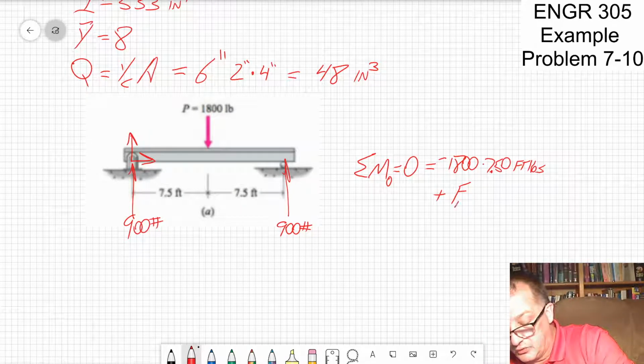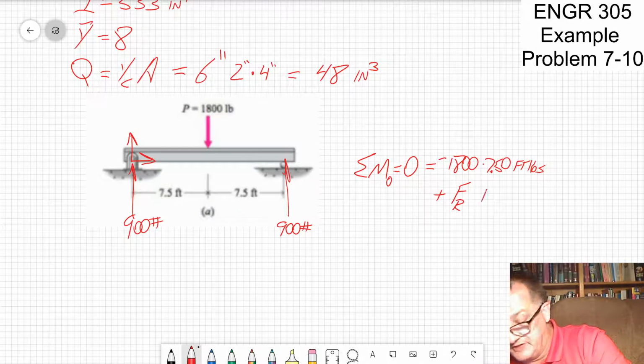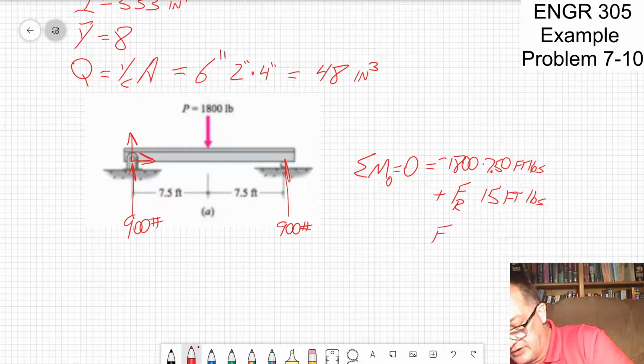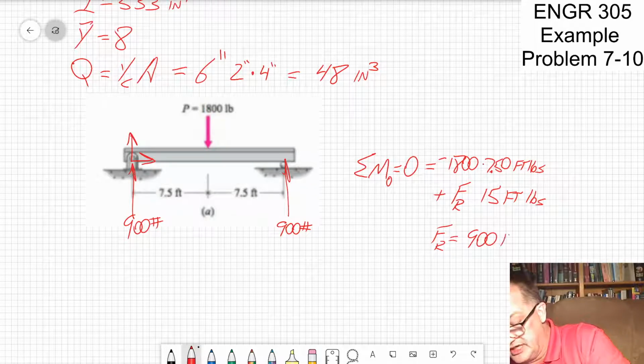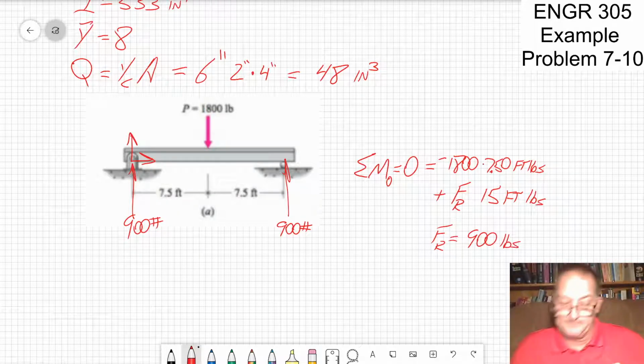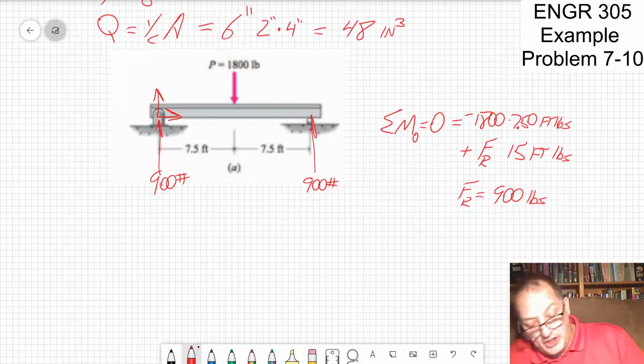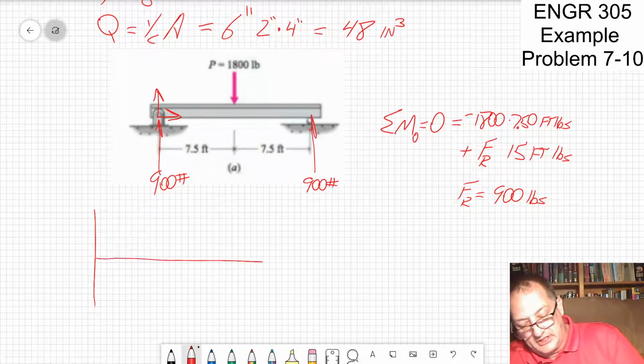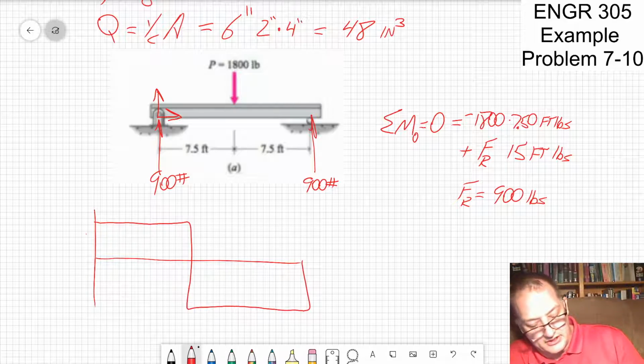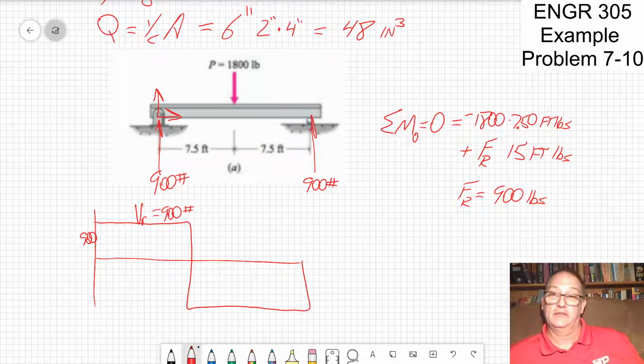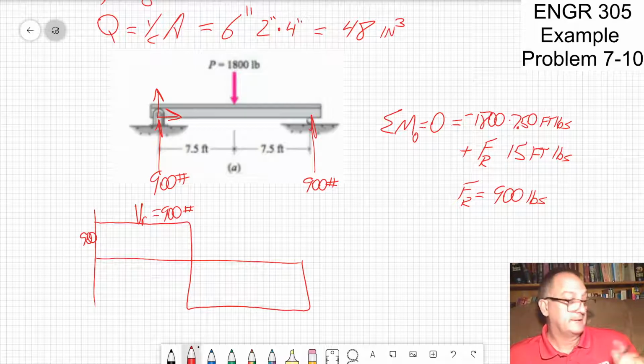The force on the right times 15 feet, in foot-pounds. And you're going to get the force on the right is equal to 900. I mean, you can just see it coming out of there. It's all fine. Okay. So my shear diagram looks like this. It starts up at 900, drops there, and comes back. So this is 900. So I know VR is equal to 900 pounds. That was not nearly as bad as I thought.